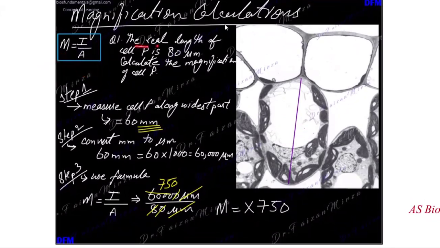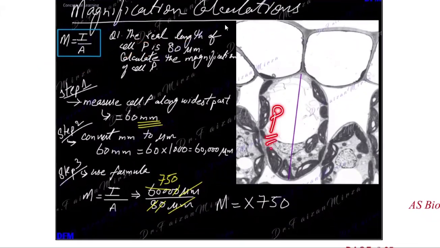The question says the real length of cell P is 80 micrometer. Calculate the magnification of cell P. This is the cell P provided to you, and they have asked you to calculate the magnification of this cell P. 80 micrometer is its real length. So what will you do? You have to carry out just three basic steps. Now, what are the three basic steps?